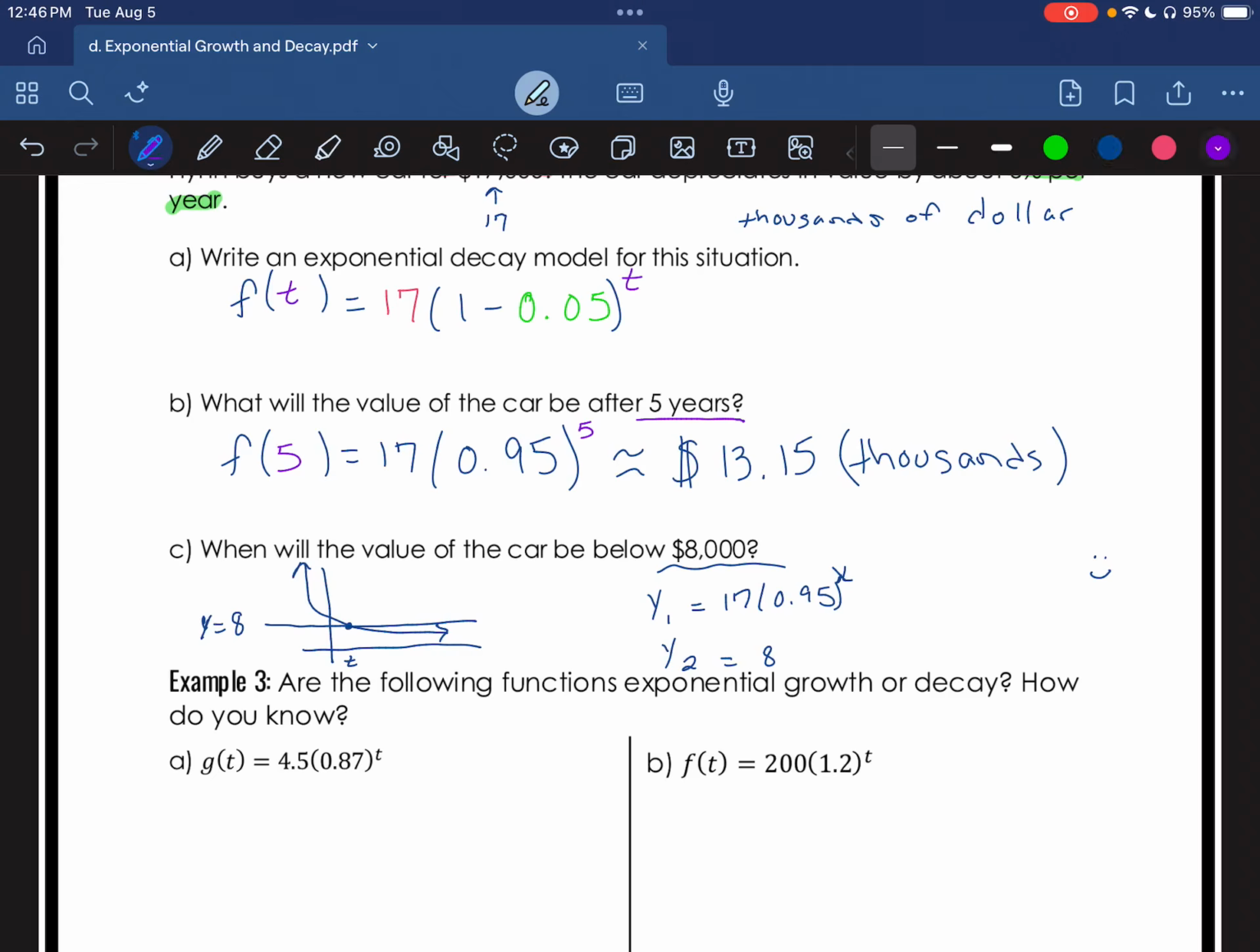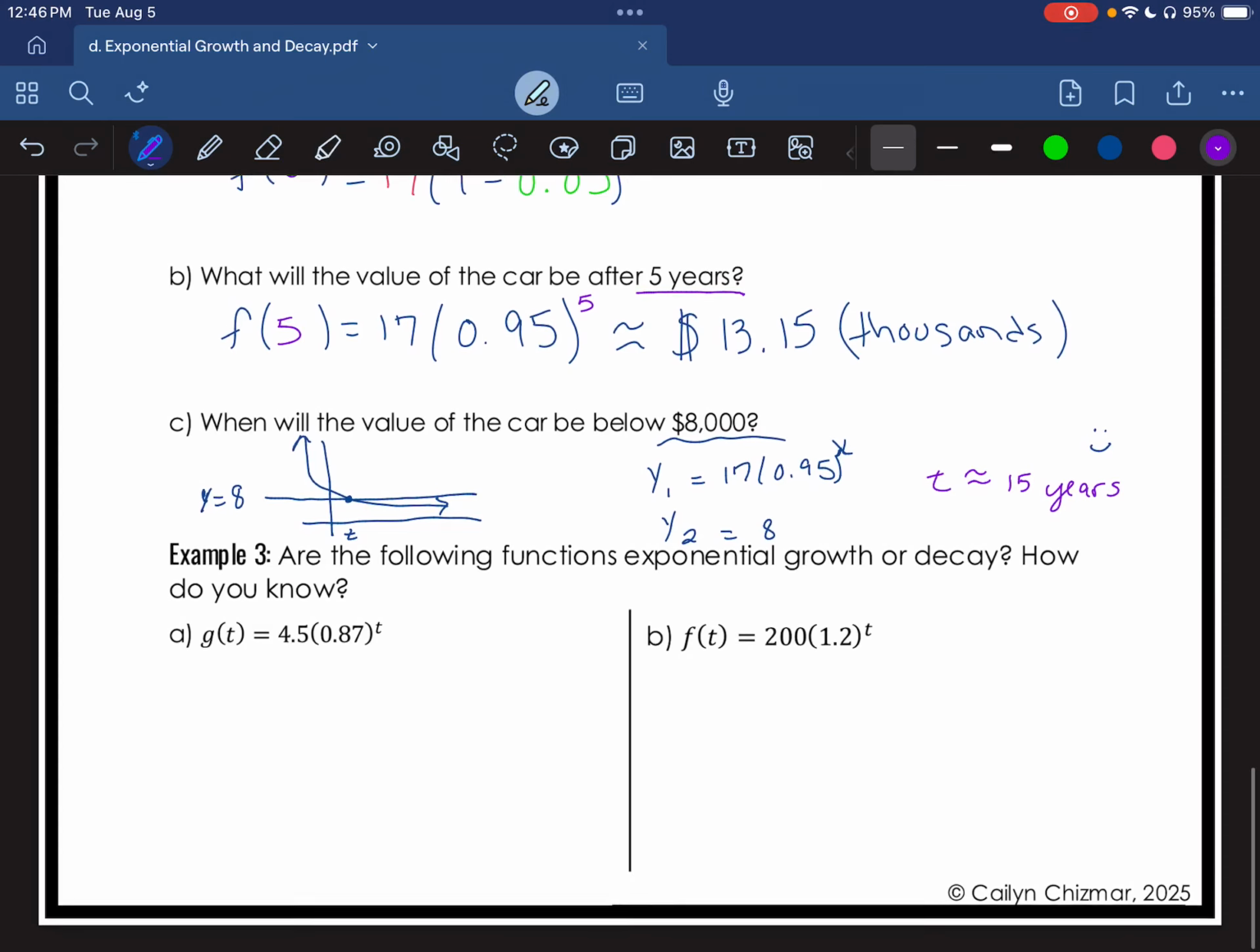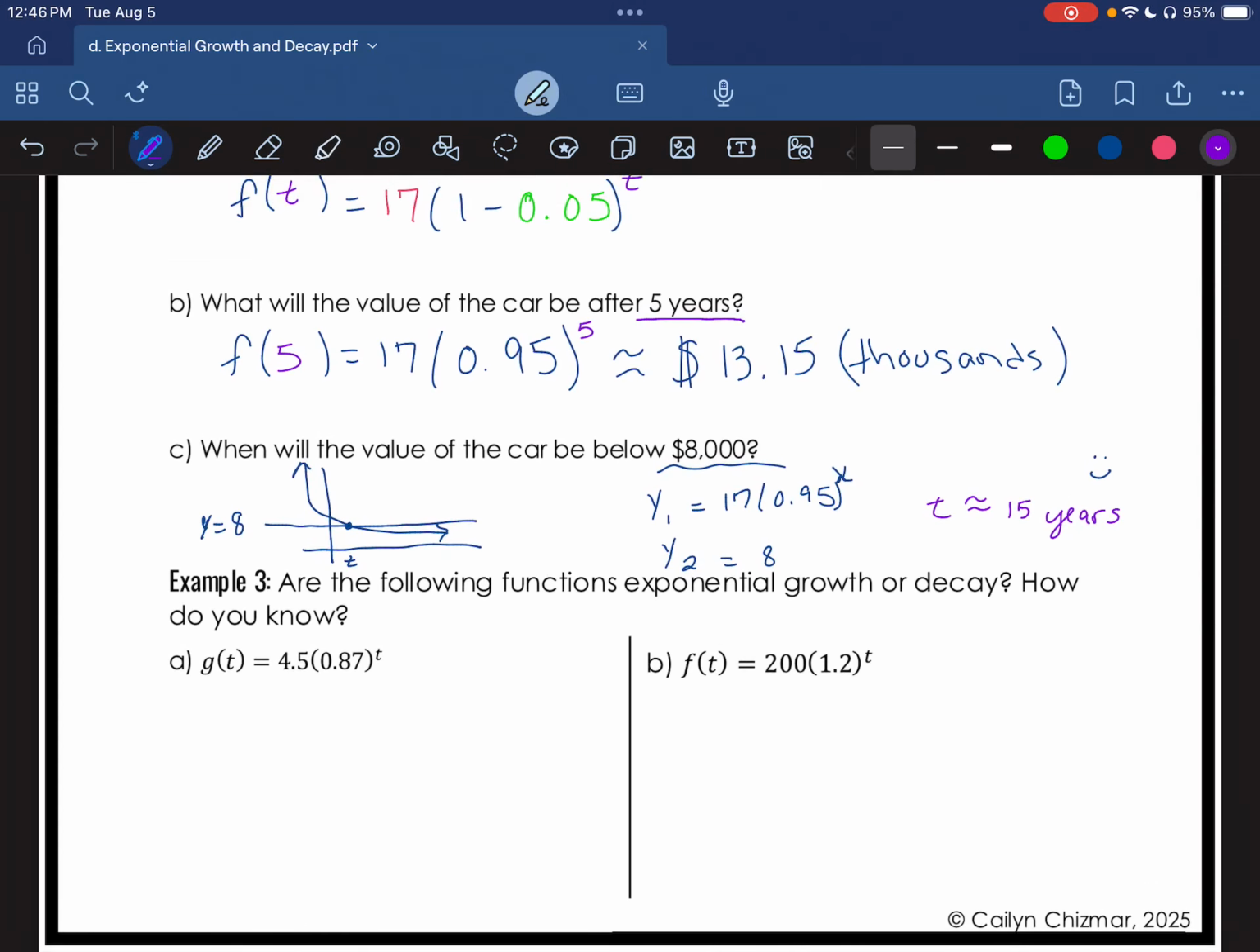All right, so let's go ahead and think really quick about the following models. Are they growth or decay, and how do you know? There's a lot going on in these formulas, but the only part that we care about is this factor here, and if it's greater than 1 or if it is less than 1. So go ahead and tell me what you think. Make sure you are explaining your thinking.